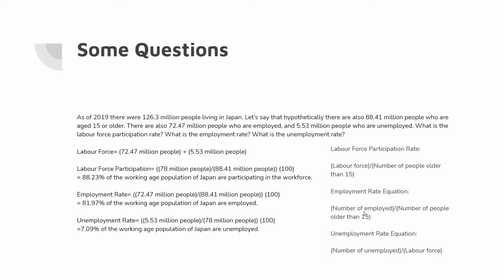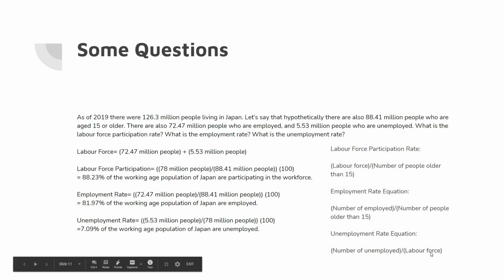Then for employment rate, we have the number of employed people divided by the number of people who are age 15 or older. So that means we have 72.47 million people divided by 88.41 million people. Multiply that by 100 to get a percent. We have 81.97% of the working age population of Japan are employed. Then we look at unemployment rate, which is the number of unemployed divided by the labor force, which in this case would be 5.53 million people divided by 78 million people, times 100 to get a percentage, and we can see that that is 7.09% of the labor force of Japan are unemployed.